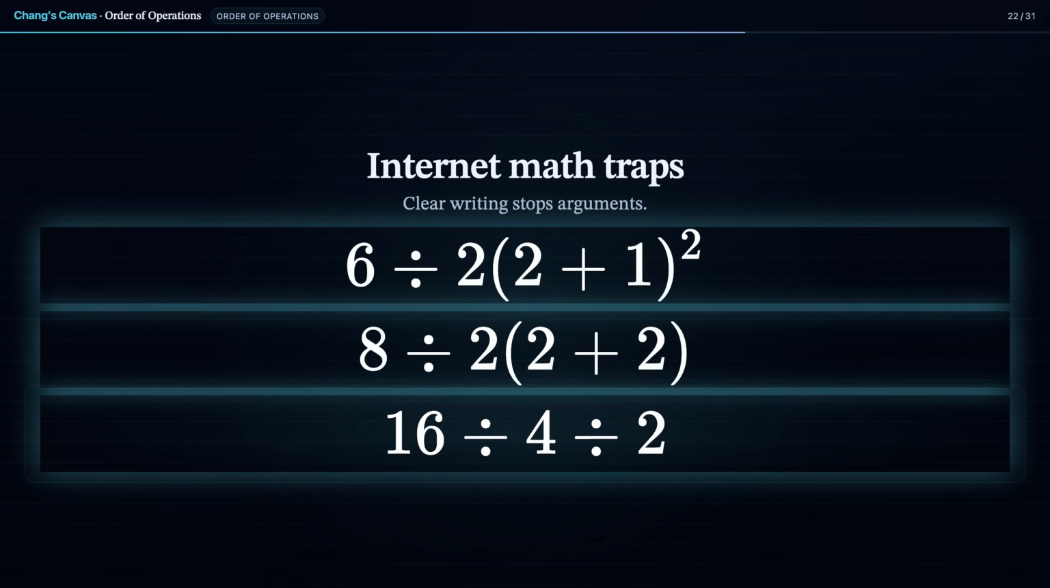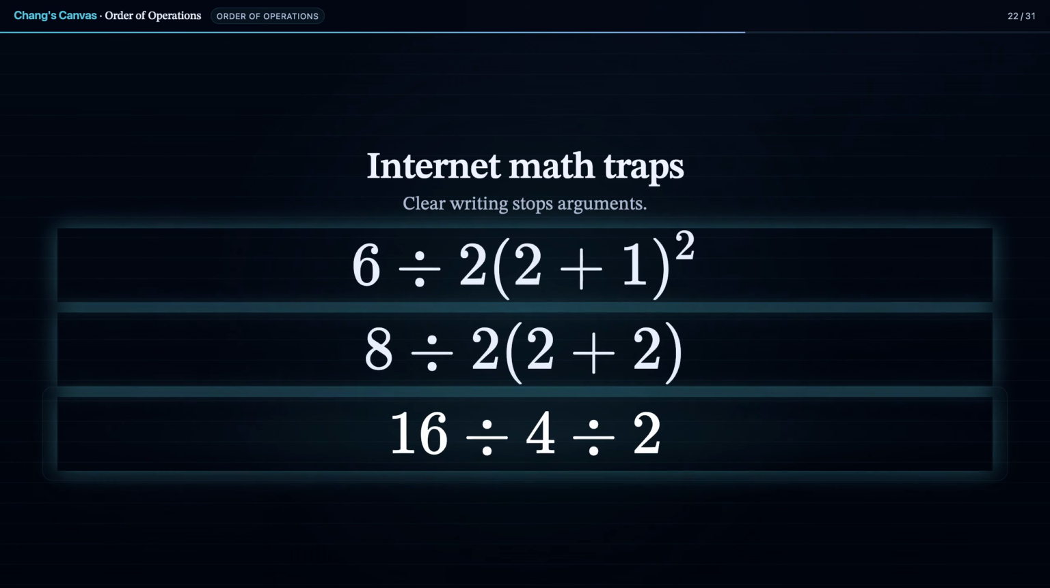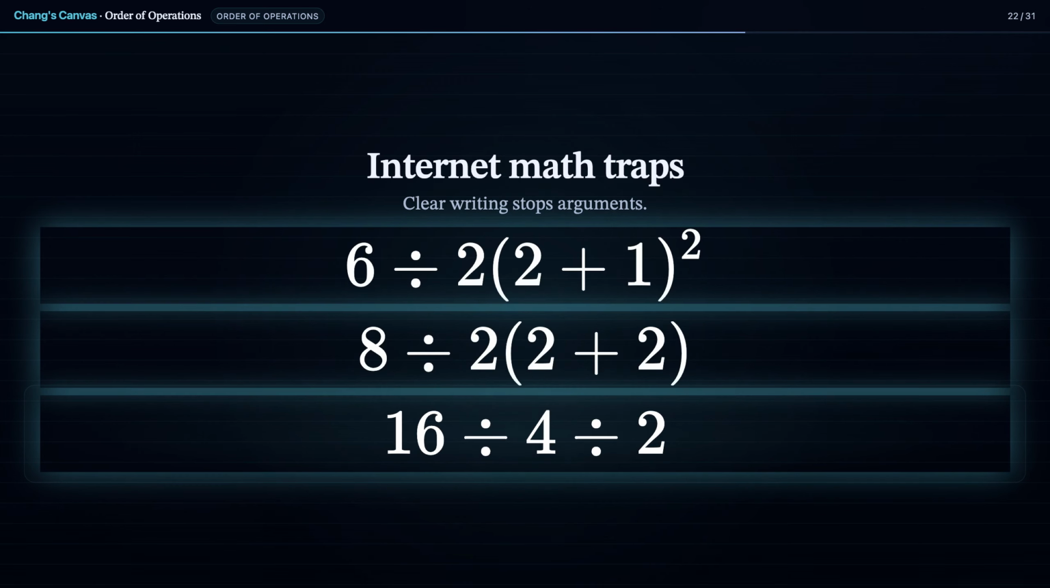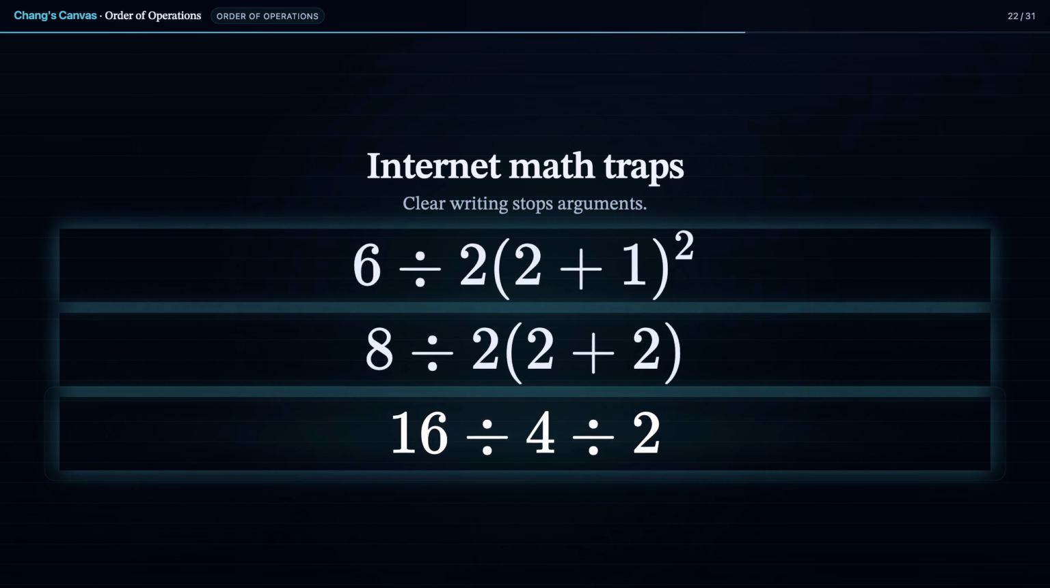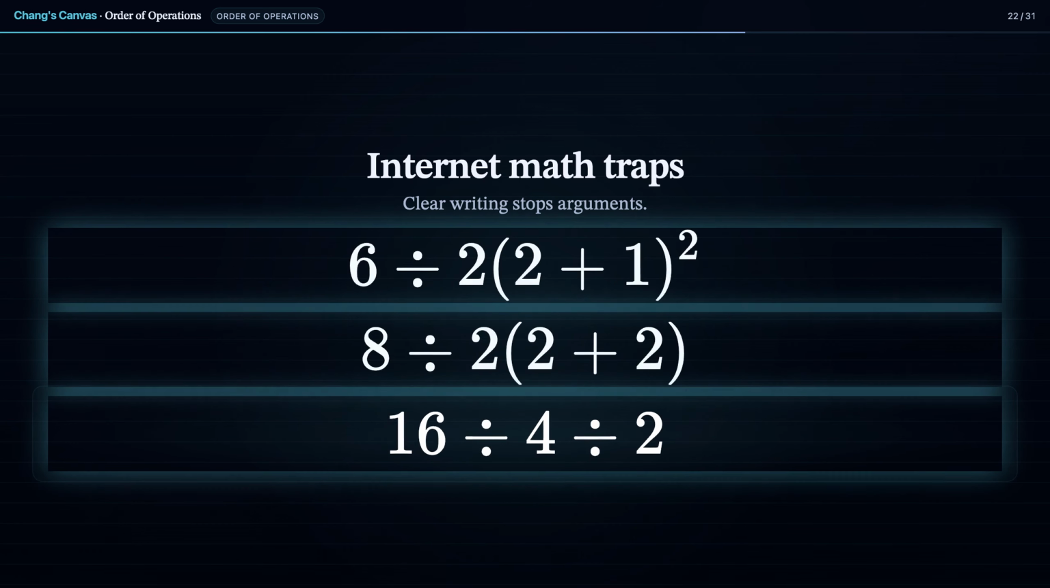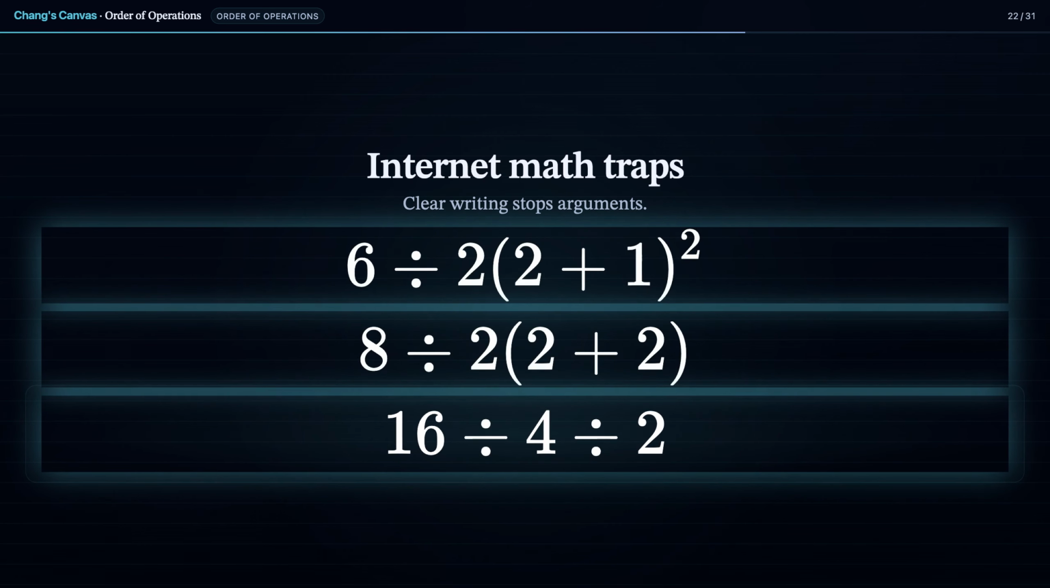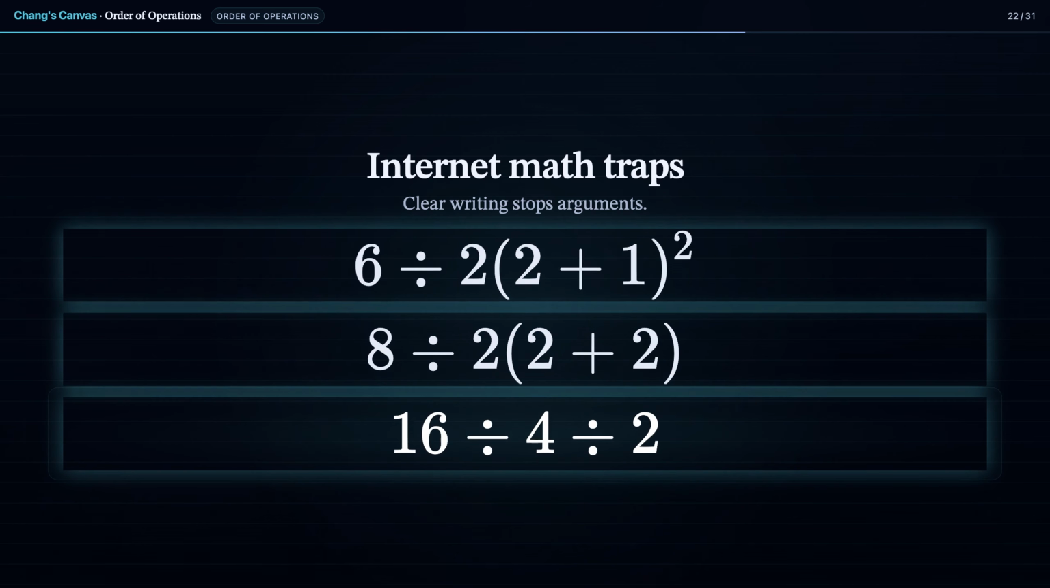These short expressions often start arguments online. The numbers are easy, but a missing multiplication sign can make the line look unclear. We will use the usual rule, then show how better brackets or a fraction bar can help.